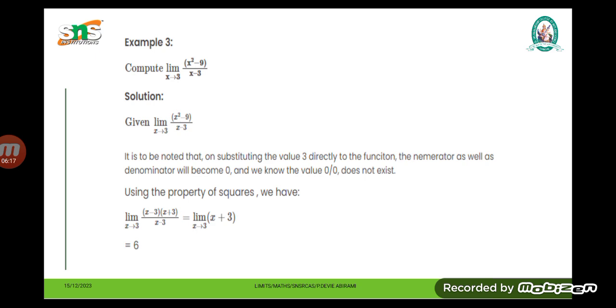So, I am going to rewrite my numerator as a square minus b square, since it is in the form of x square minus 3 square. So, my formula is a plus b into a minus b. So, x minus 3 into x plus 3. Now, I am going to cancel the numerator and the denominator which have the same terms. So I have x plus 3 alone. If I substitute the limit, my solution will become 6.